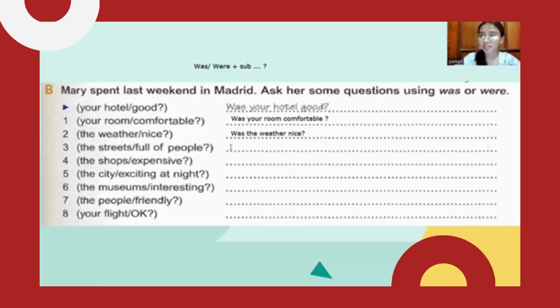All right. Number 3, the streets full of people. The streets. The subject is plural, right? Because you see S as in streets. So what do we have to use? Was or were? Yes, were for the plural now. Okay, so were the streets, don't forget to put S, all right, full of people, question mark.